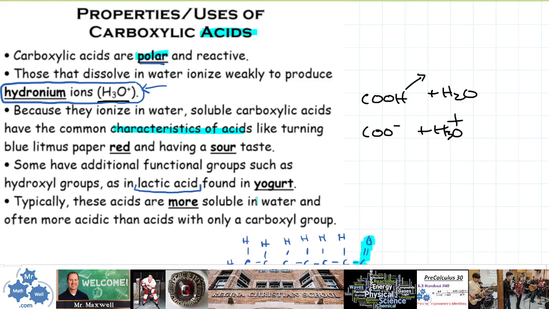They're pretty weak acids. Some have additional functional groups, such as hydroxyl groups, as in lactic acid found in yogurt. Lactic acid is also the acid that builds up in your muscles after a workout. That's why your muscles get sore if you work really hard and you don't flush the lactic acid out of your muscles. It aggravates your muscle and you get sore.